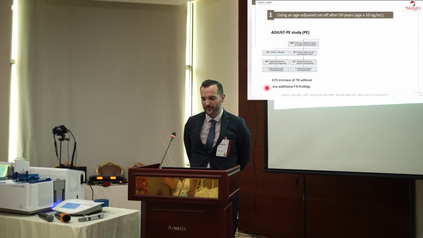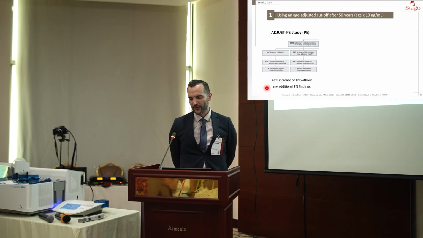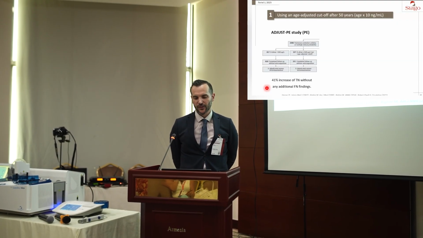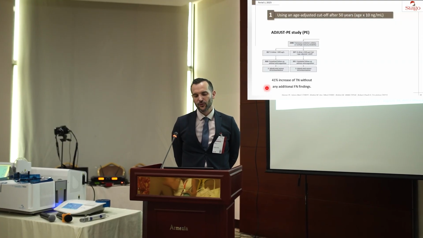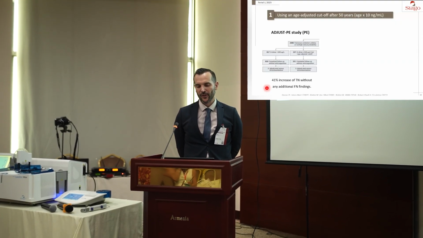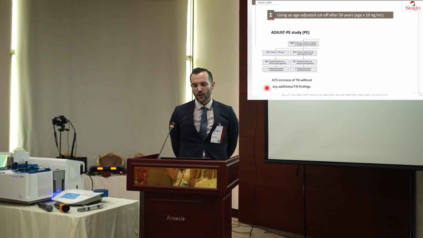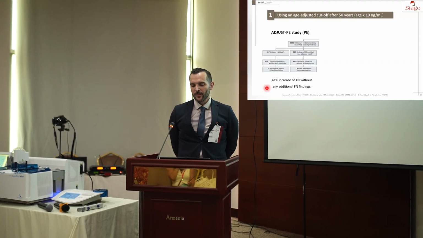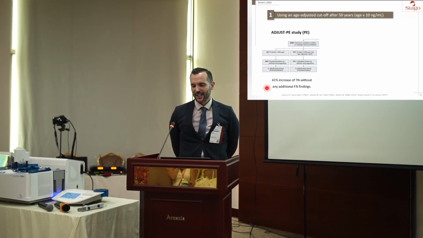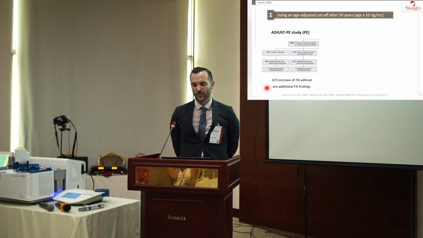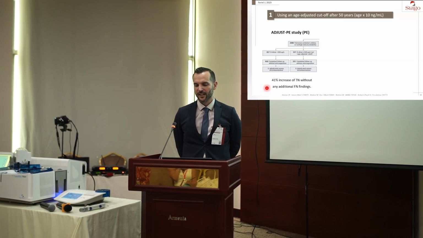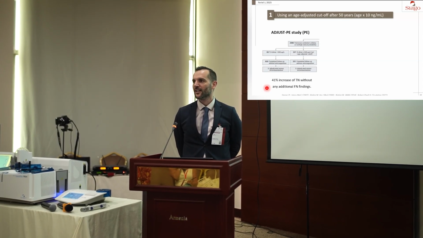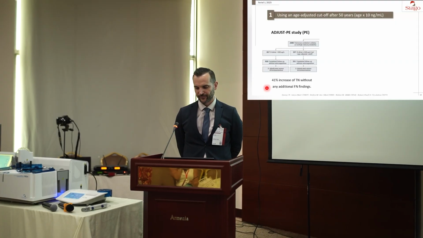So the first one is D-dimers increase with age. So the first approach that has been proposed is to use an age-adjusted cutoff after 50 years, which means the cutoff will be the age times 10 nanogram per milliliter. So for example, for a patient who is 70 years old, the threshold will be 70 times 10 equal 700 nanogram per milliliter.